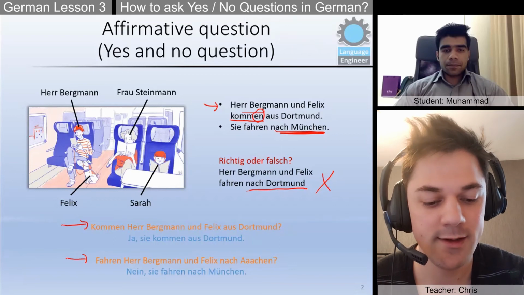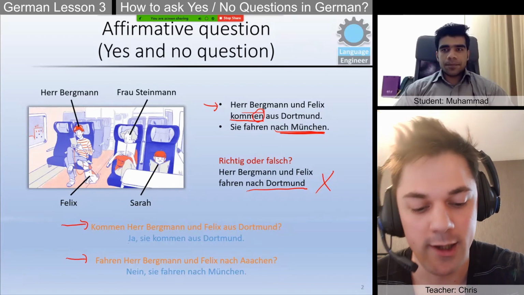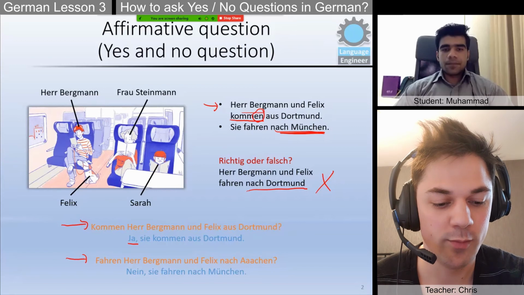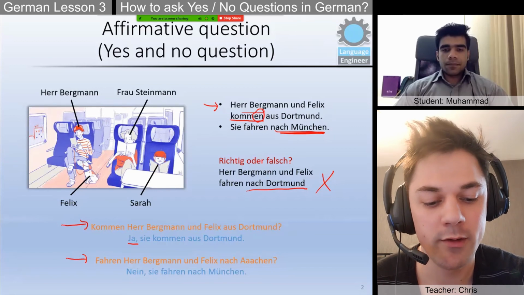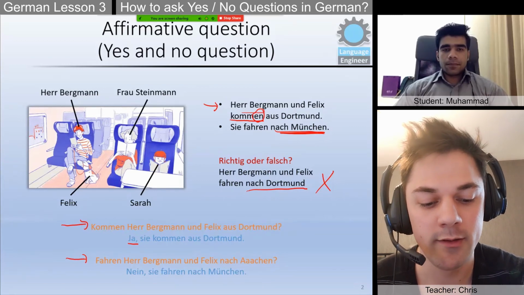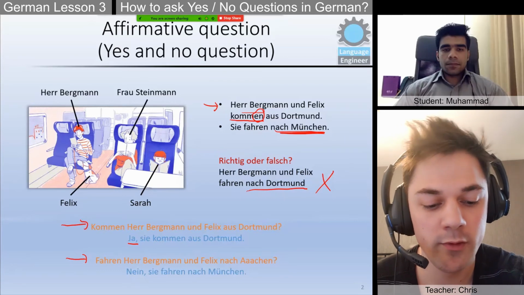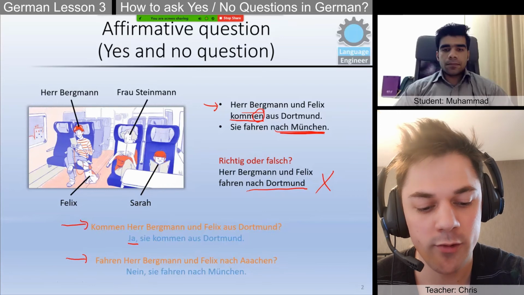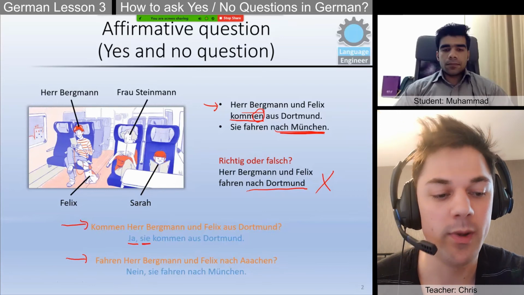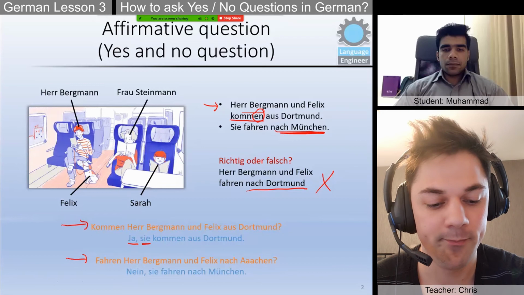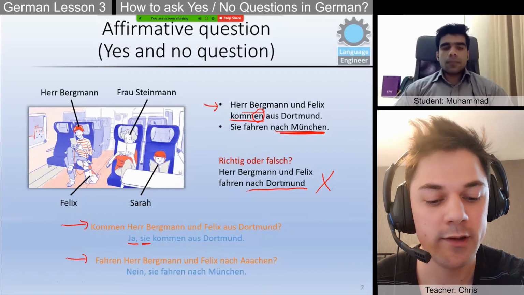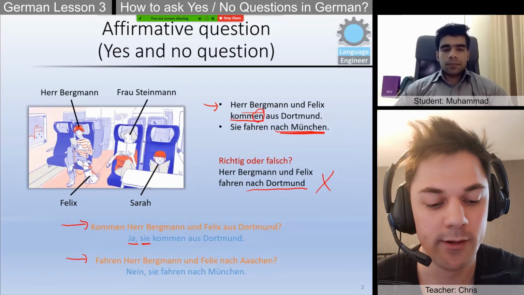The simple answer is actually just, yes. This would be a correct answer, but you can also give the full sentence. You can say, ja, Herr Bergmann und Felix kommen aus Dortmund. To make the sentence a bit shorter, we replace Herr Bergmann und Felix with sie, because it's clear who we are talking about.